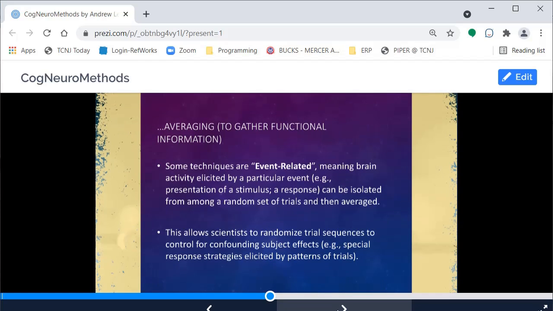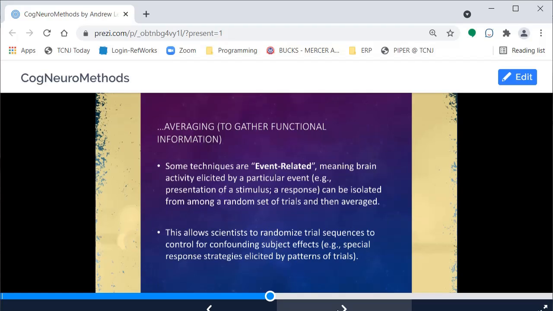So some techniques are event-related. It'll appear in the name, like we'll talk about event-related potentials. With fMRI, sometimes you'll see the phrase event-related fMRI used, maybe in the title or in the methods section. What that means is that you can go into the data set and identify an individual event, such as the presentation of a particular stimulus, or a response, and that can be isolated. So that means we can randomize our trial sets and then pick out individual trials that are alike and average them, because, as I was just saying, we use this averaging procedure.